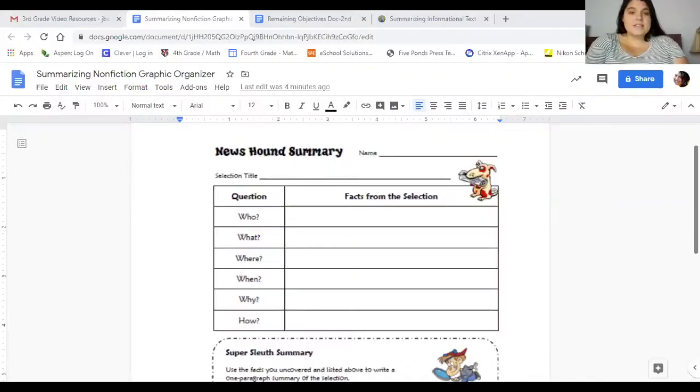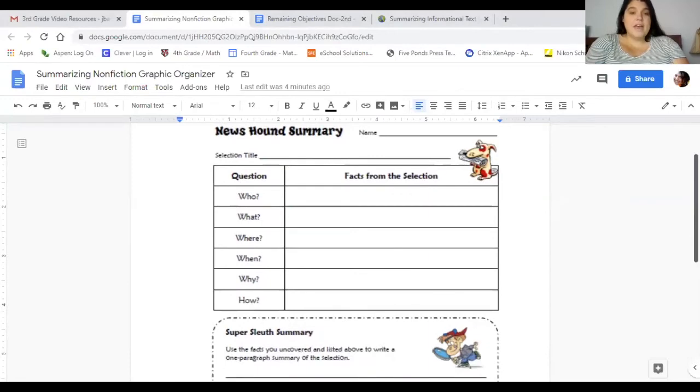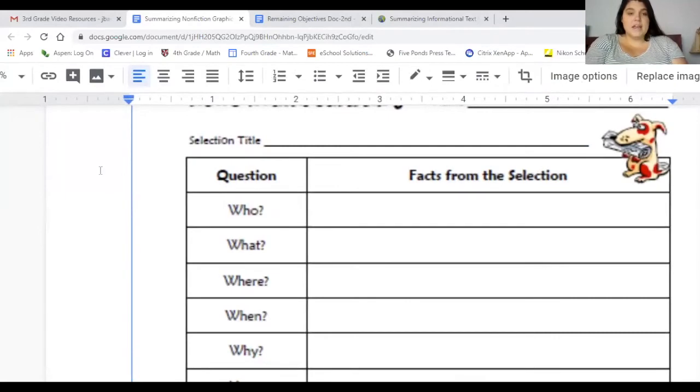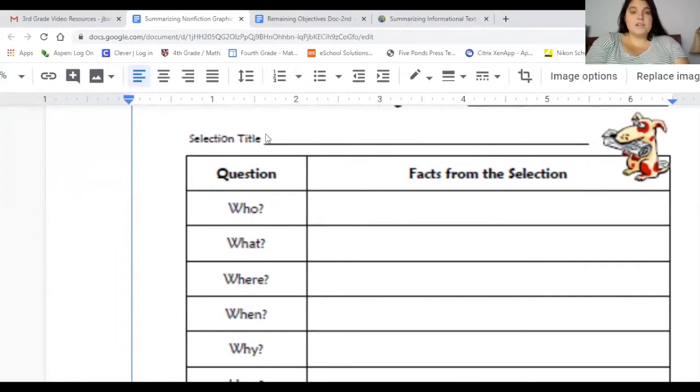Okay, so first I'm going to share with you something called a graphic organizer. And I know you guys have probably heard that word before when you were with your teacher. And your graphic organizer looks like this. Okay, so this says Newtown Summary. So here it says selection title. I'll make that a little bit bigger so you can see it. Okay, and right here is where you would put the name of the thing that you were reading, the book or the article, whatever text you were reading.